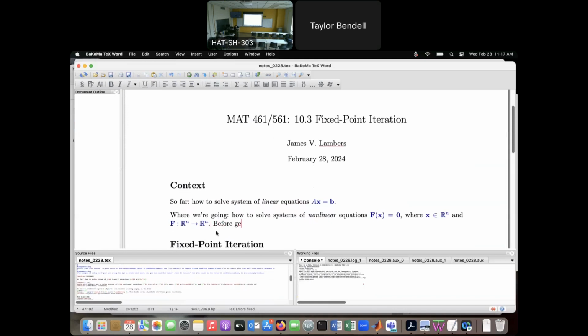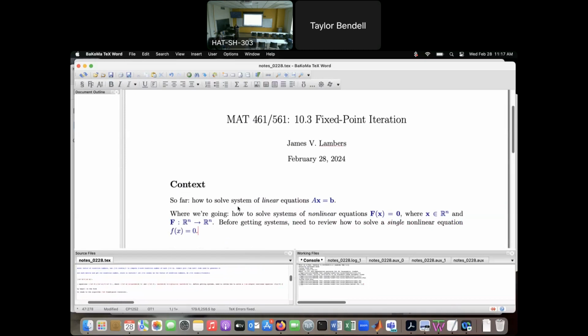So before getting to systems, what we're going to do for this class and the next class, and even for those of you who did take the class last semester, it's just easier to assume that things have been forgotten. That makes running the class much easier. We'll cover how to solve a single nonlinear equation, f(x) = 0.